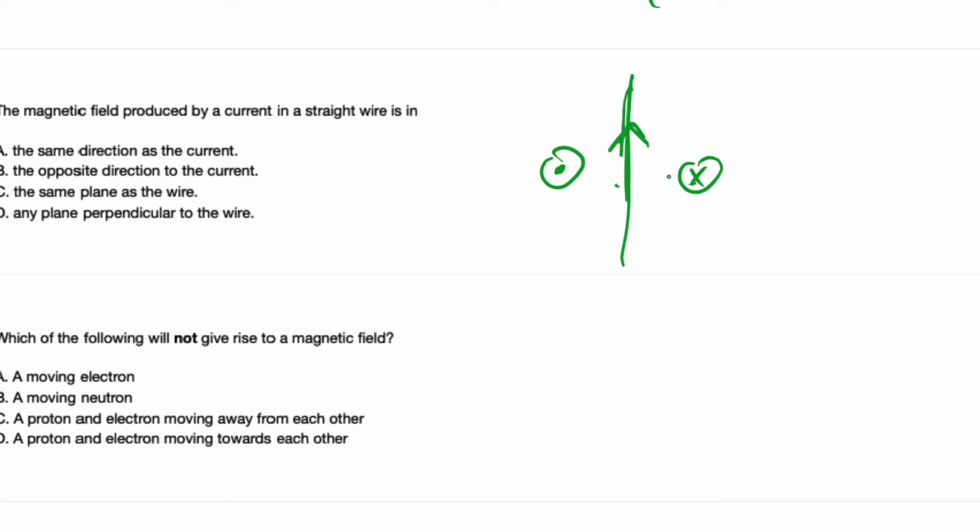I cannot draw a three-dimensional picture, but basically it's just gonna rotate around the wire. Okay? So the field of a current in a straight line is gonna be like a circular loop, right? And the direction of the field at a point is just a tangent line. Right? So here it's gonna be pointing into the page, here it's pointing out of the page, and here it's gonna be this direction, here it's gonna be this direction. So is it any plane perpendicular to the wire? The answer is D.